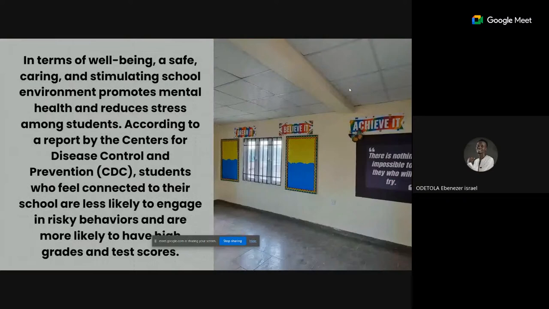In terms of well-being, a self-caring and stimulating school environment, and also mental health, the classroom environment is very important. So let me just put it this way. What we put in place in the classroom environment can affect the students' well-being. It can affect their health, and it can impact them both positively and negatively.